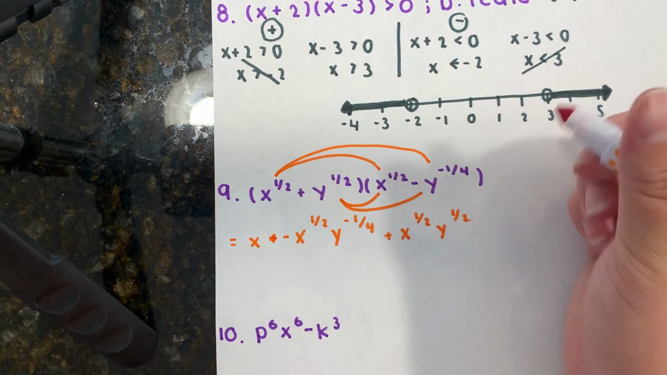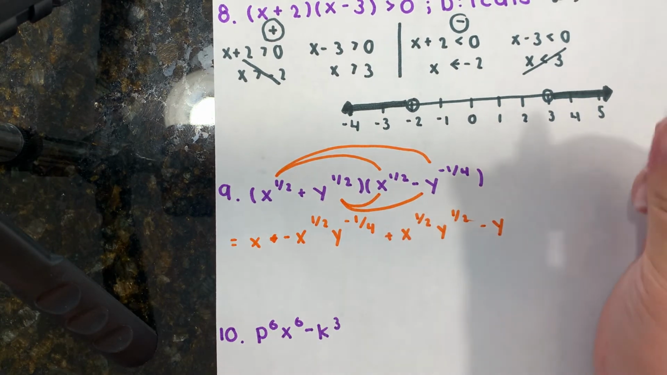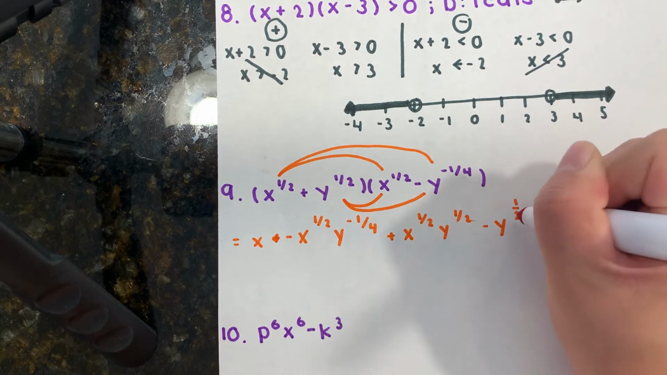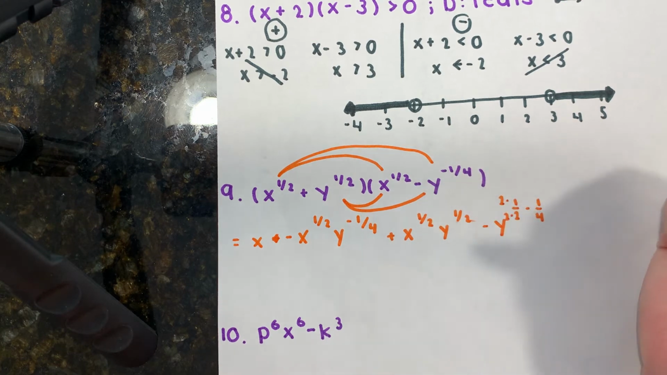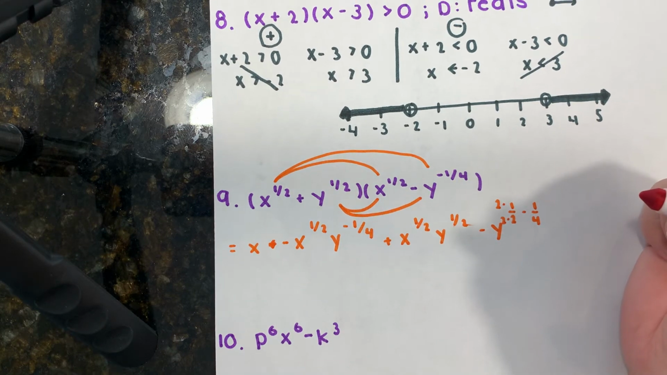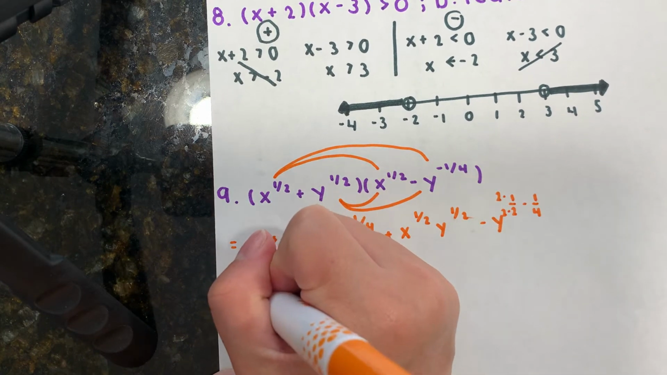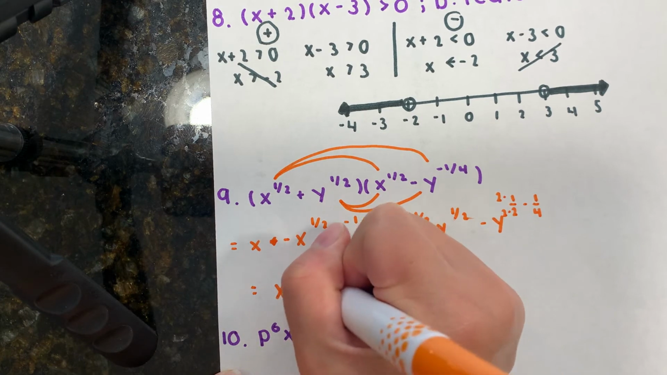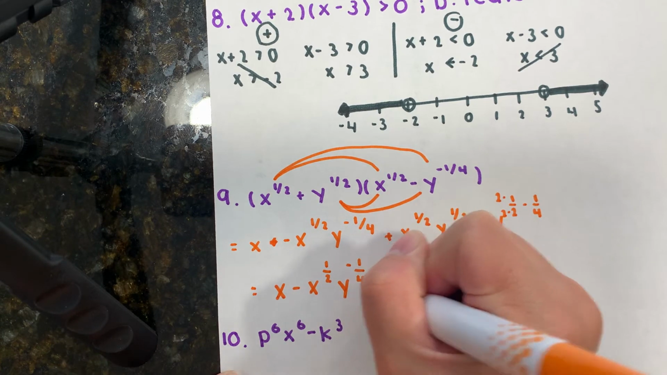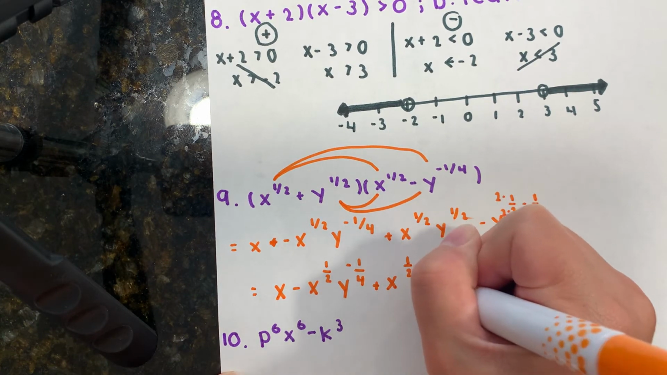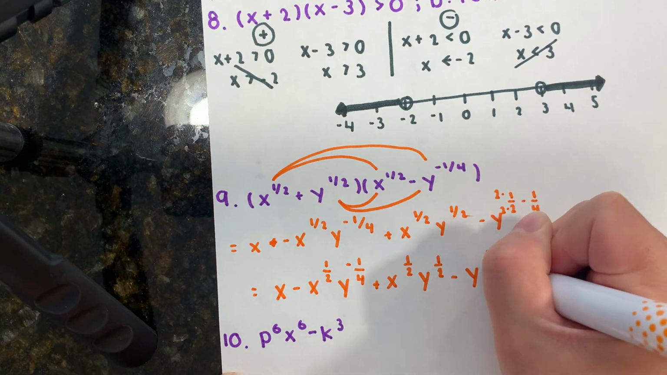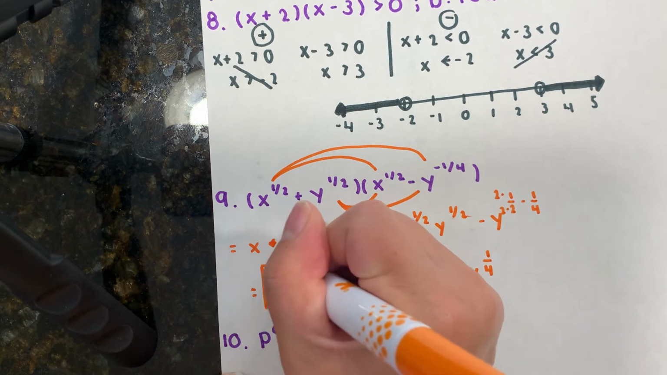And then your last term would be negative y to the 1/2 minus 1/4, which you would need to make a common denominator for. So for this one, you would end up with x minus x to the 1/2 y to the negative 1/4 plus x to the 1/2 y to the 1/2 minus y to the positive 1/4. And that would be your result.